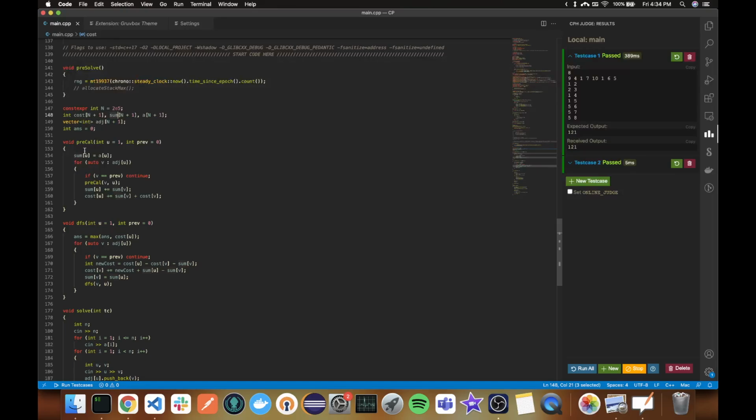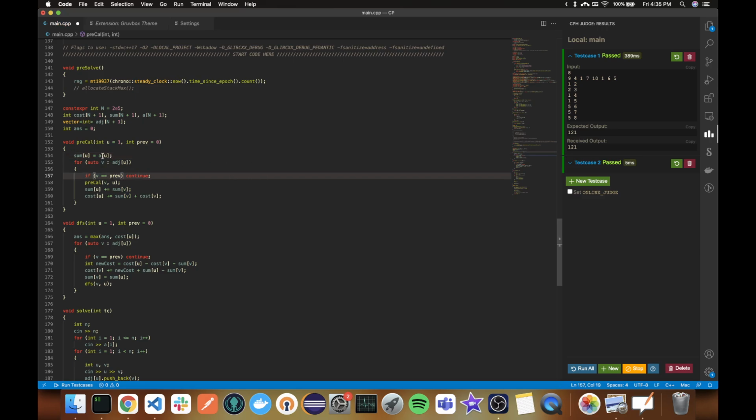So I usually name it like pre-calculation and DFS. This DFS calculates the final DP values, and this pre-calculation calculates it for only the first one. And in this case, the DP values only represent the subtree. So DP V or cost V only represents the subtree V when 1 is root. Okay. But after doing this DFS, cost V would represent V being the root. So let's see what we are doing here.